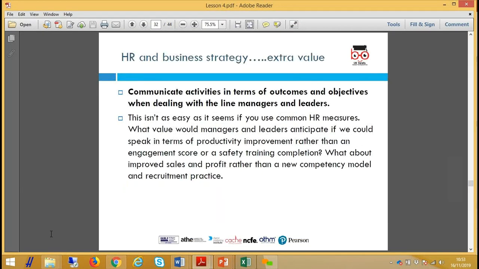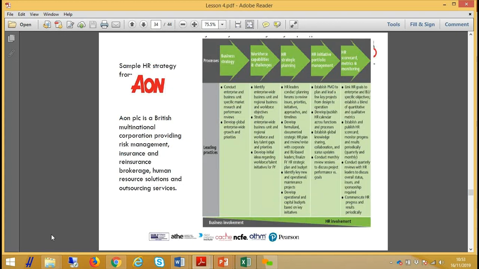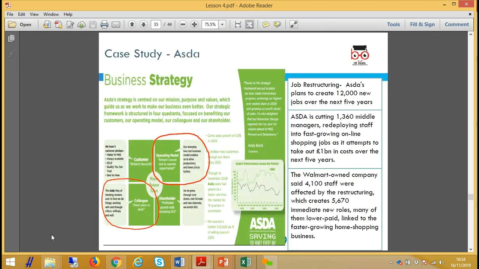So we looked at that, we looked at adding value. So, a sample of organizational planning process at Aon there, moving from identify your business strategy to identify your workforce capabilities for the next financial year, therefore developing your strategic plan, and then your HR metrics. How will you measure HR performance? How will you know HR has performed? And then we can look at the example of ASDA.